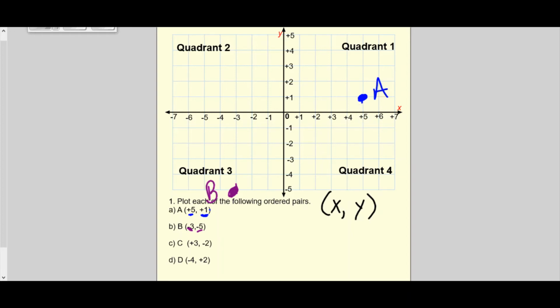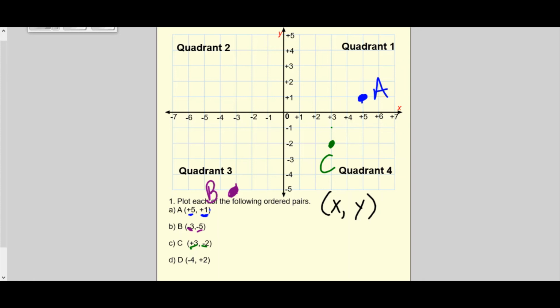Let's go ahead and do C. So starting at the origin again. So we have +3. So I'm going to go to +3 on the x. So start at the origin. Here's +3 on the x. So I went right 3. Now my y is down 2. So from here, I'm going to go down 2. 1, 2. So this is point C. Then I'm just going to erase these points that I used as a guide.